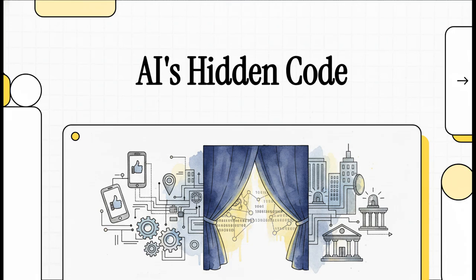You know, from the apps on our phones to the way our cities are policed, artificial intelligence is making all these decisions that shape our world in ways we don't even realize. So today, we're going to pull back the curtain and take a look at AI's hidden code.